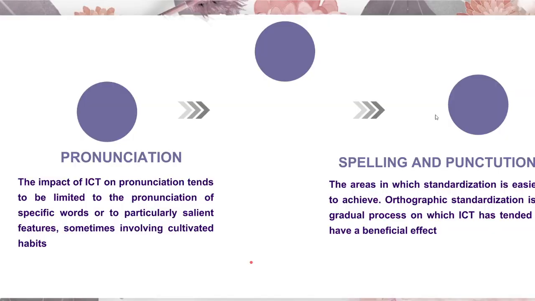And the next metric is spelling and punctuation. Spelling and punctuation are considered the areas in which standardization is easiest to achieve. Orthographic standardization is a gradual process on which ICT has tended to have a beneficial effect. For example, in Britain, stabilization initially suffered a setback after the introduction of printing.